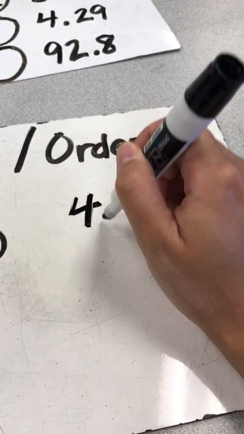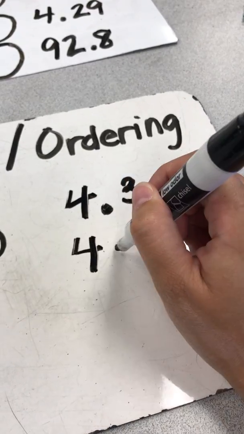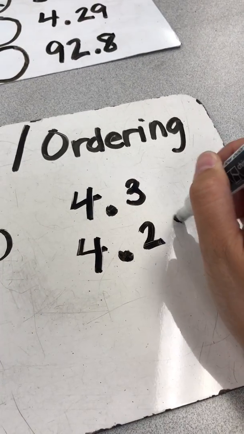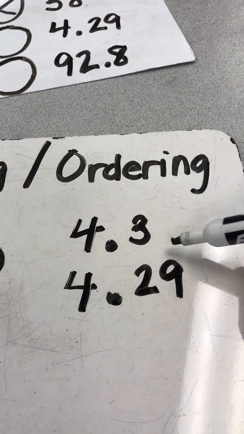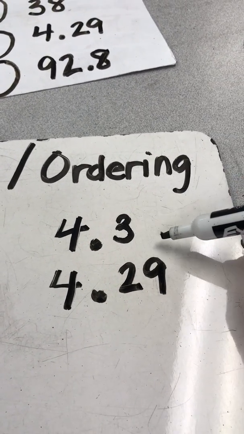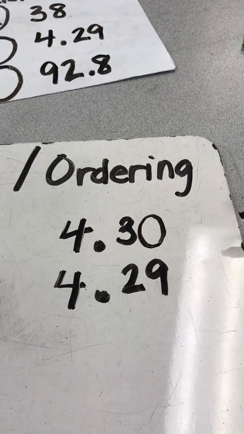For our next one, we have 4 and 3/10 and 4 and 29/100. So when we line this one up, we're going to line up our decimals. So we have 4 and 3/10. Underneath we have 4 and 29/100. So we have this open space here. We don't have something in this hundredths place value. So we're going to fill that with a 0 to help us compare with the same number of digits.